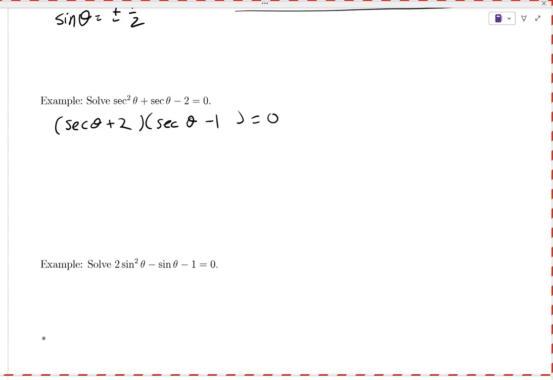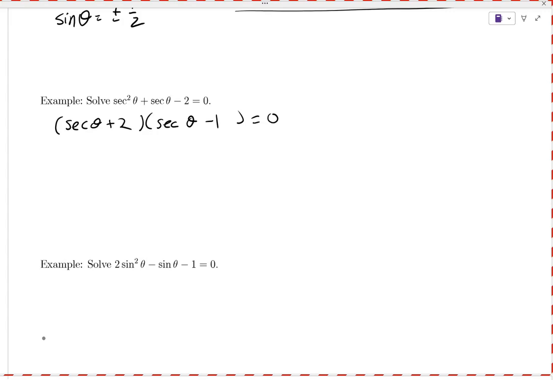And now the reason why we factor it and make sure we have 0 on one side is because the only way a product can equal 0 is if what happens? What's the only way a product can equal 0? Yeah, you have to have one of the factors be 0, right? The only way you have a product of 0 is if one of the factors is 0. That's why we have to have 0 on one side.